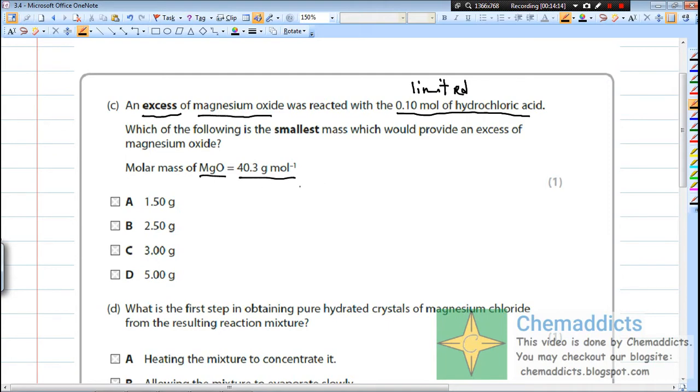So here, in short, they have asked us to find mass. They have asked us to find the mass of magnesium oxide. Mass of magnesium oxide. In short, they have asked us to find the mass of magnesium oxide which should be added.